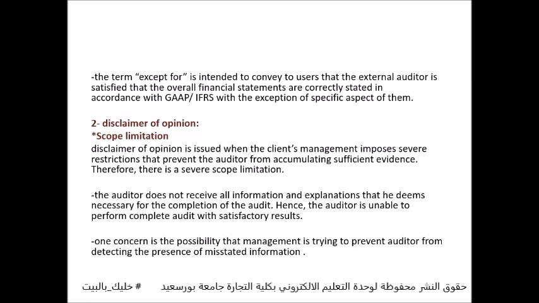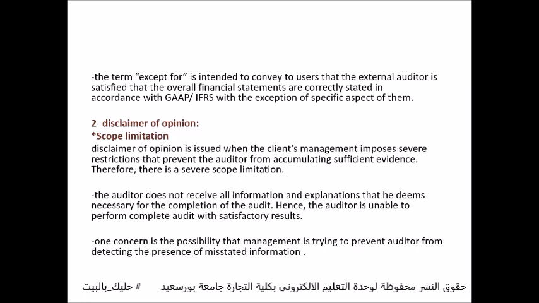The second type of opinion is disclaimer of opinion. There are certain circumstances which will lead the auditor to disclaim his opinion. Number 1, scope limitation. A disclaimer of opinion is issued when the client's management imposes severe restrictions that prevent the auditor from accumulating sufficient evidence. Therefore, there is a severe scope limitation.